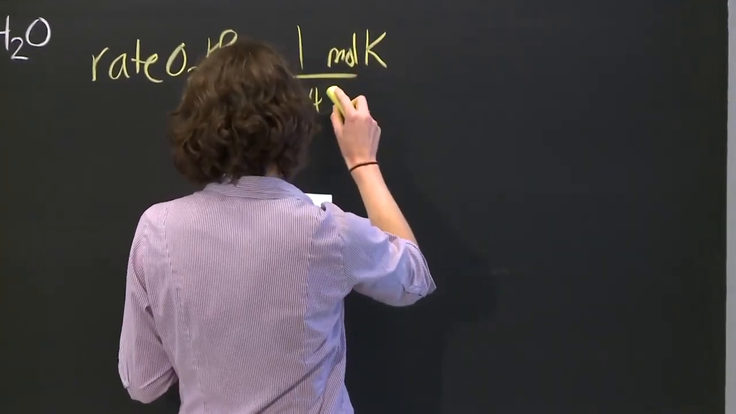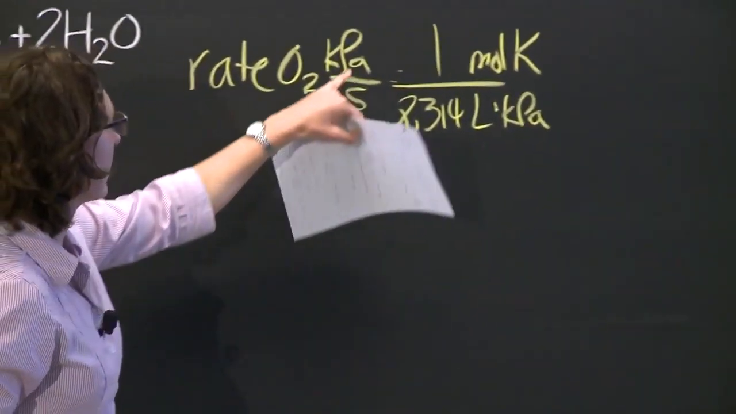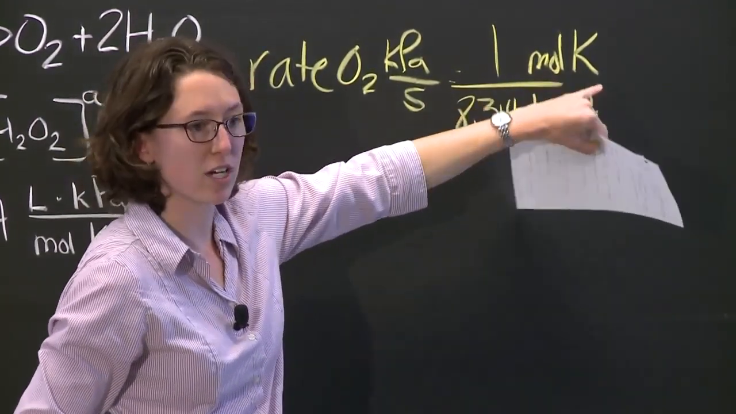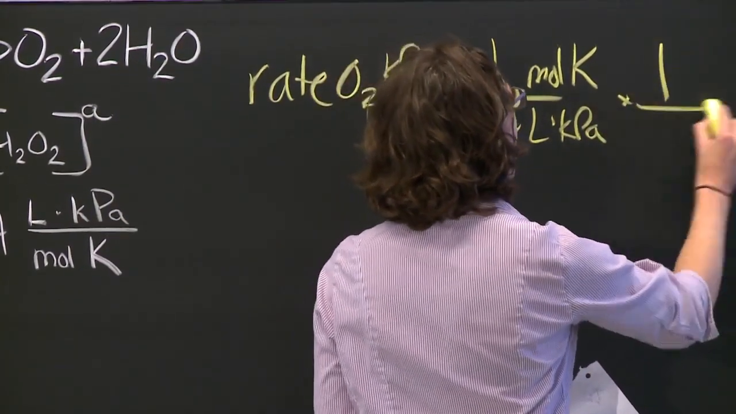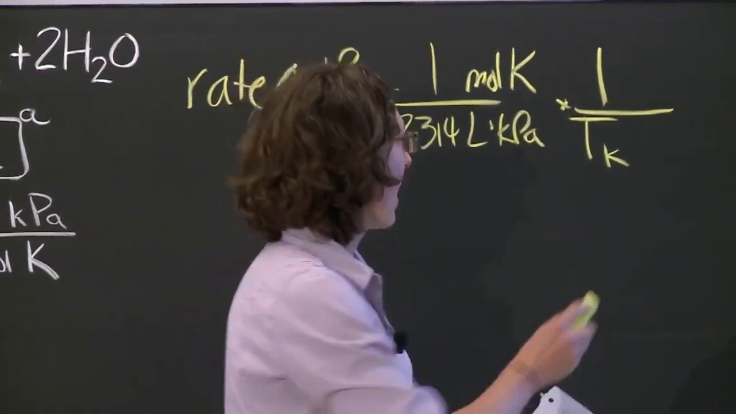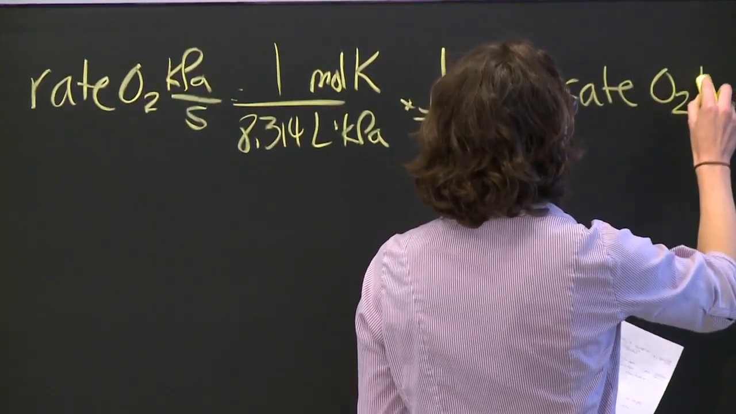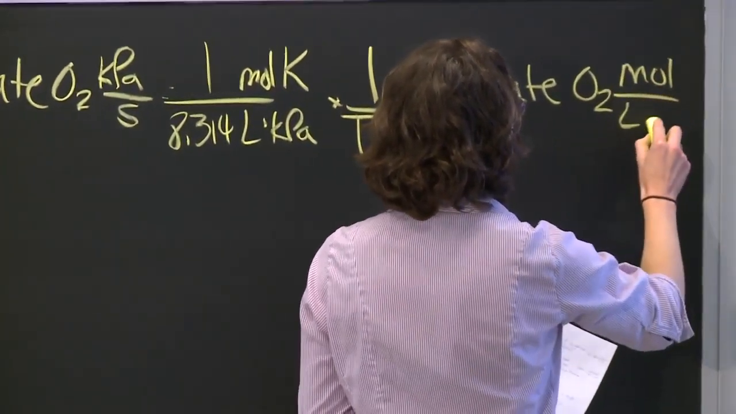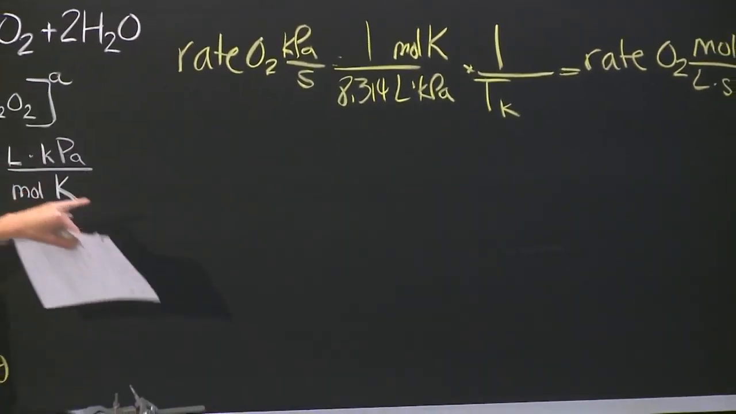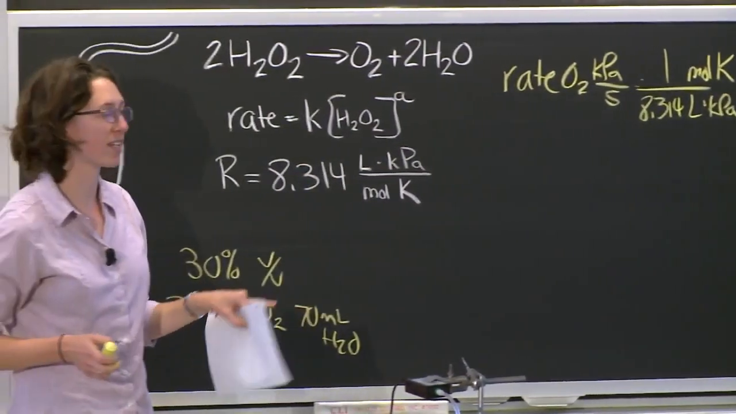moles per liters times kilopascals, we can cancel out our kilopascals, and we'll have moles per liter, which is good, but then we still have this K, which is our temperature in Kelvin, so we also have to divide by our temperature in Kelvin. And this will get us our rate of oxygen in moles per liter per second, which is pretty good. We're close. But we still need to get from oxygen to hydrogen peroxide. So how can we get from oxygen to hydrogen peroxide using this information?